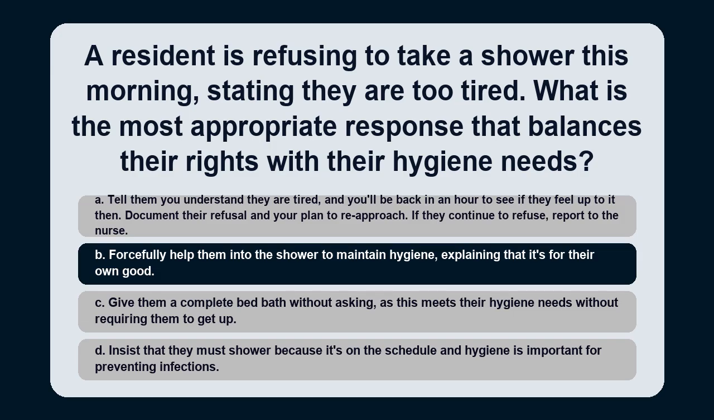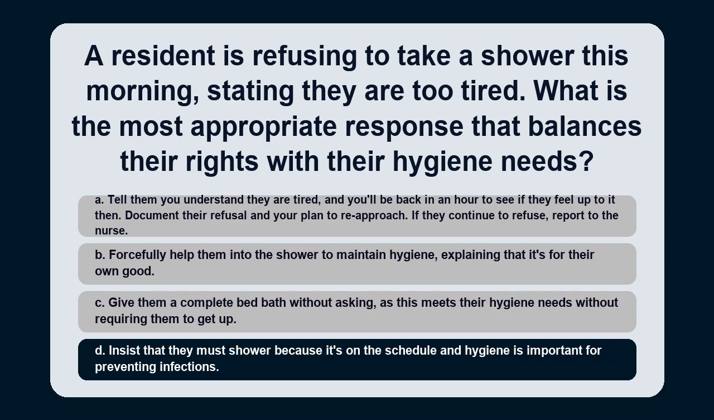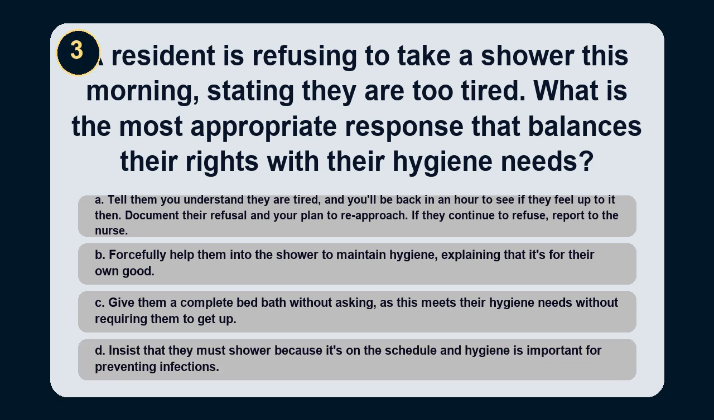Option B. Forcefully help them into the shower to maintain hygiene, explaining that it's for their own good. Option C. Give them a complete bed bath without asking, as this meets their hygiene needs without requiring them to get up. Option D. Insist that they must shower because it's on the schedule and hygiene is important for preventing infections.